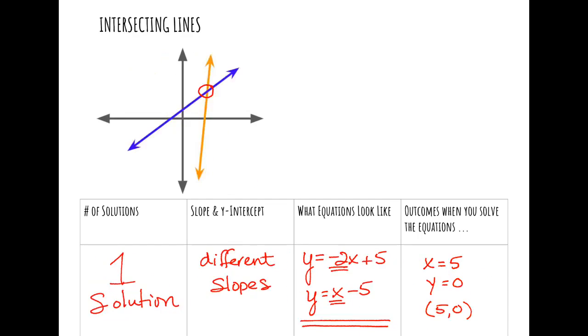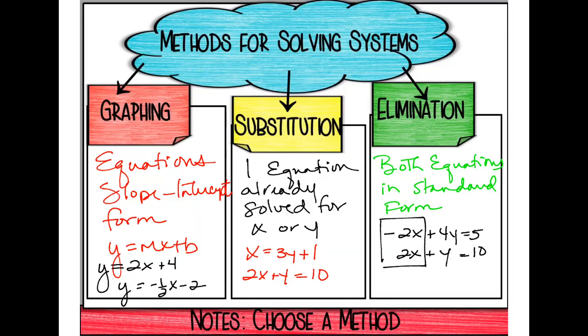All right, let's quickly review. Going back to our very first topic, we looked at the different methods for solving systems of equations. The first method is graphing, and for graphing to be the most efficient method, you first want to make sure that both lines are in slope-intercept form. For substitution, you want to make sure that at least one equation has already been solved for x or y to save you that extra step in solving.